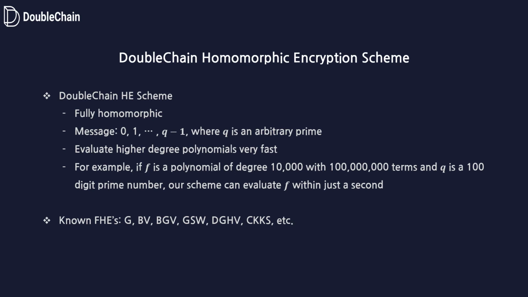Third, our scheme can evaluate high-degree polynomials very fast. For example, if f is a 10,000-degree polynomial with 1 billion terms, and q is a 100-digit prime number, we can evaluate f within just a second. And we can do more.